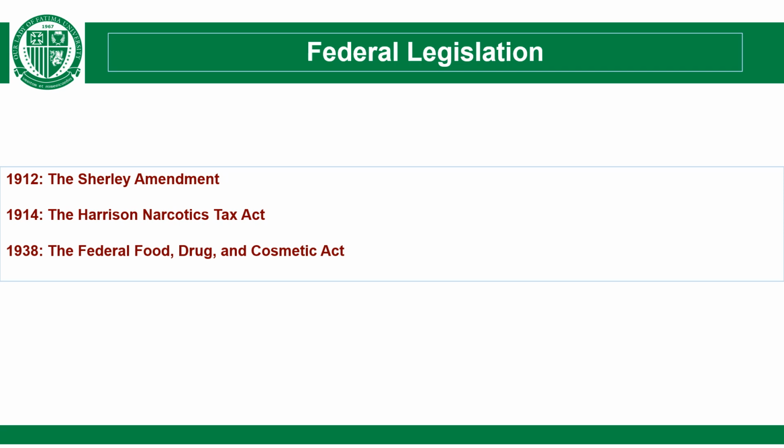For the Harrison Narcotic Tax Act, we have required prescriptions for drugs that exceed set narcotic limits. It is also mandated to increase the record keeping of physicians and pharmacists.